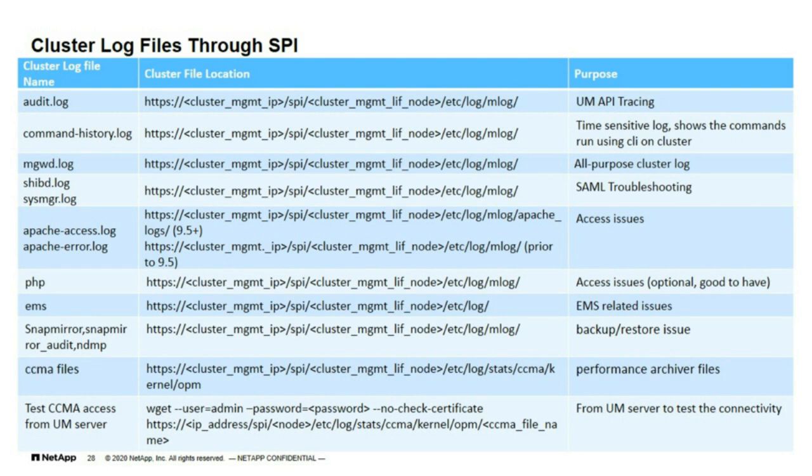With CCMA files, Unified Manager uses that to get performance information from the cluster. These are automatically generated on the cluster, and Unified Manager will retrieve it via the SPI, so you can use things to test to make sure that we're able to actually retrieve that information.